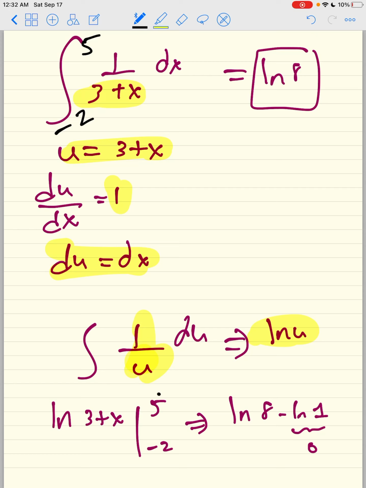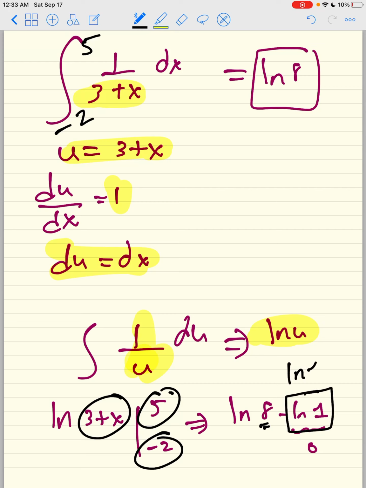So now just plug in the 5. You're going to get an 8. Plug in -2. You're going to get a 1. Just know that the natural log of 1 is actually 0. So that's why your final answer is the natural log of 8. The natural log of 1 is 0. The natural log of e is 1.